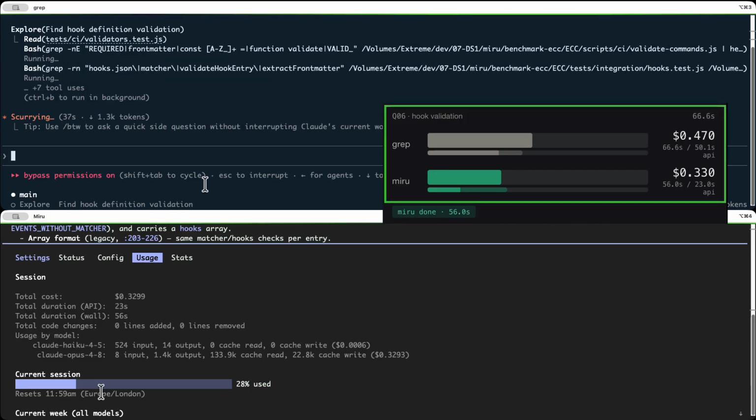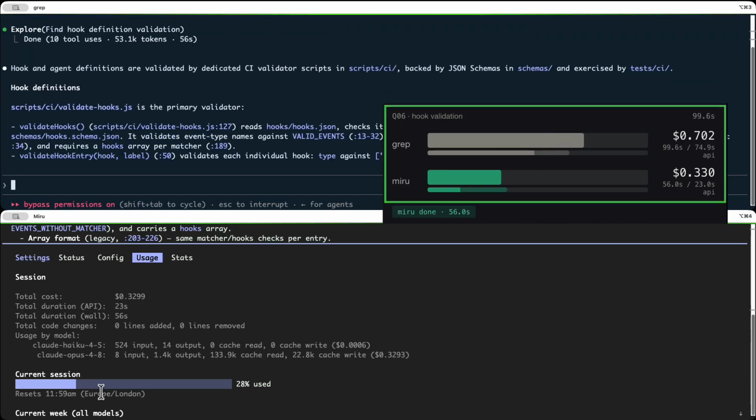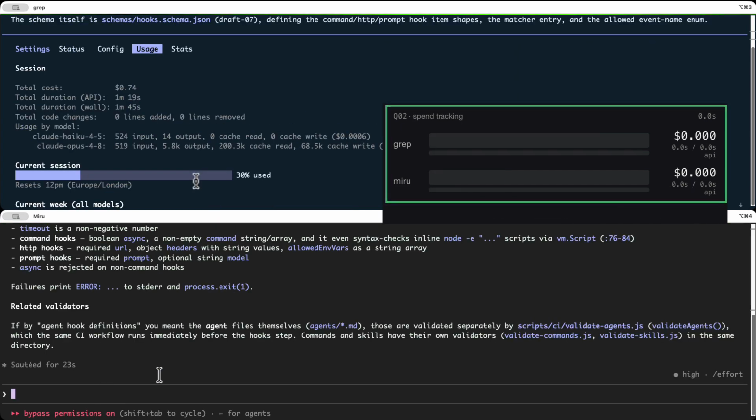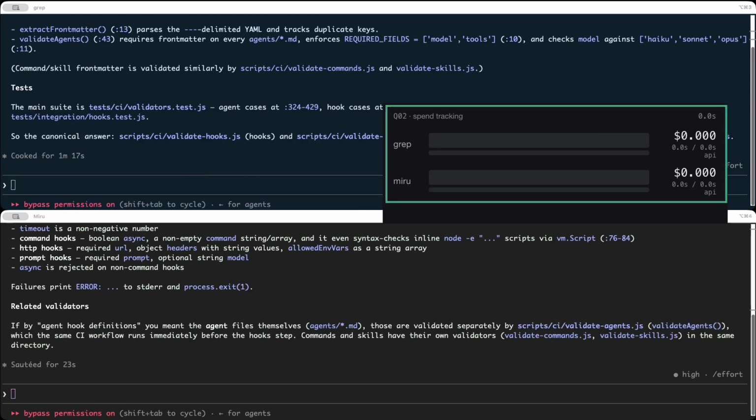74 cents against 33. Miru is a shade over twice as cheap. And it isn't trading time to get there. 105 seconds, down to 56, roughly half the clock as well.